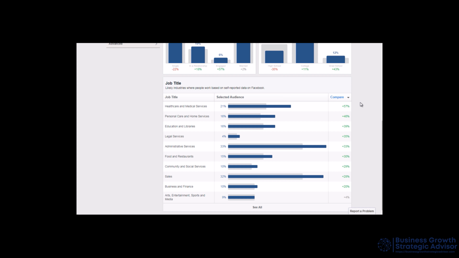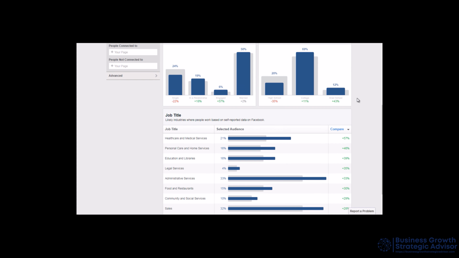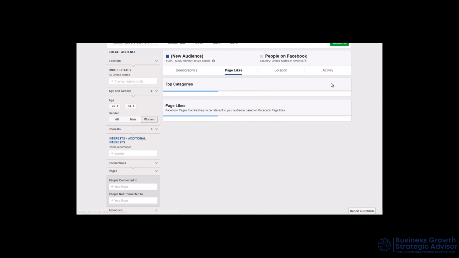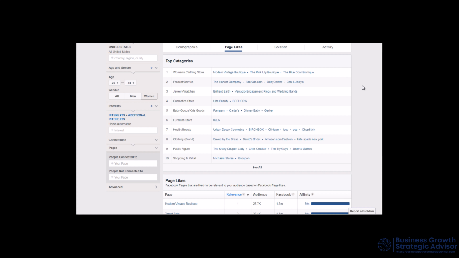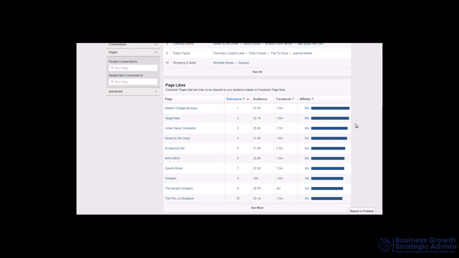So we don't know exactly why until we actually go to the pages that they like and look at that. So we can see business and finance, that's sort of techie. But let's scroll back up and look at the page likes. These right here are the top categories that they are interested in for this age range of 25 to 34. So we can see exactly what they're interested in: clothing stores, jewelry, cosmetics, baby goods, IKEA. So it looks like they're interested in a lot of baby goods. So what we saw earlier was that a lot of them were married at this age, or maybe beginning their life of being married and having a family.